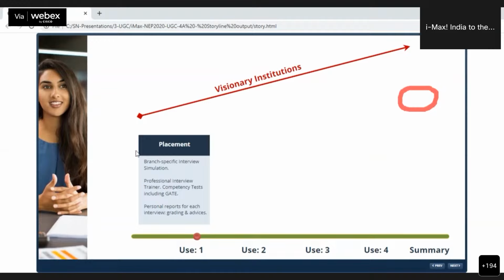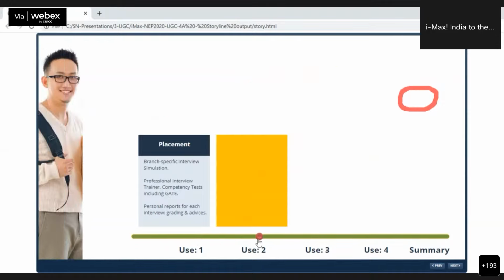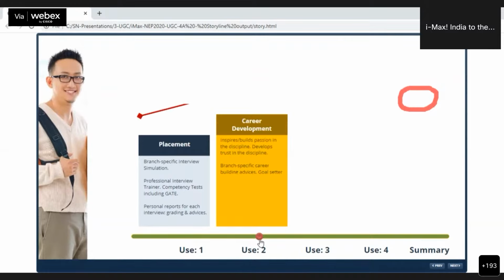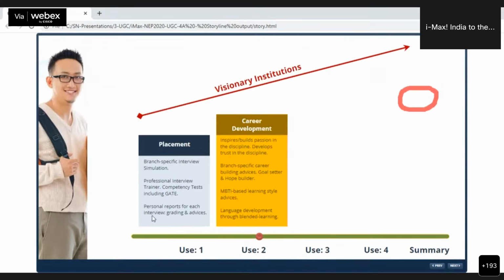So its use one is you can use OBE for the placement. That is, we have got a branch specific, subject specific interview simulation, professional interview trainer, competency test, including GATE, all those things. And then you can use it for career development of students. Placement is only for the final year, but career development means visionary institutions instill interest in the student.